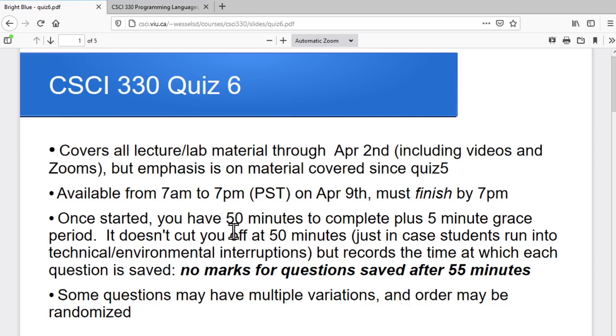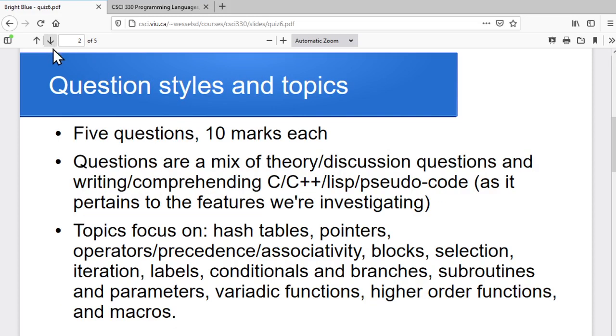And again, there might be variations of some of the questions, but the content should be pretty close. It'll be the same style as the last couple, where it's 5 questions, 10 marks each. And again, it'll be a mix of theory and discussion style of questions. So some written questions, and there'll certainly be some chunks where you're reading and modifying C or C++ code, or comparing C code and Lisp code, or Lisp and C++, or C and C++, or looking at pseudocode.